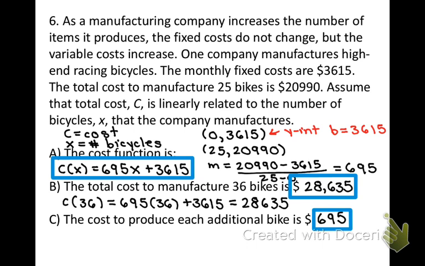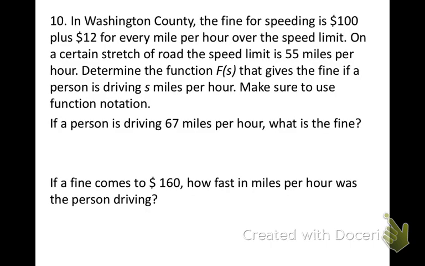Let's look at number 10 now. All right, number 10 says in Washington County, the fine for speeding is $100 plus $12 for every mile per hour over the speed limit. On a certain stretch of road, the speed limit's 55 miles per hour. Determine the function f of s that gives the fine if a person is driving s miles per hour. Make sure to use function notation.